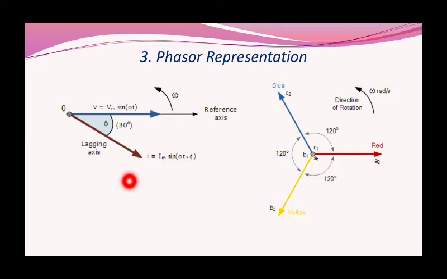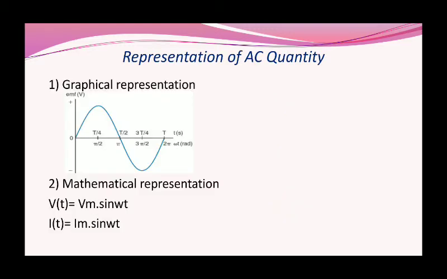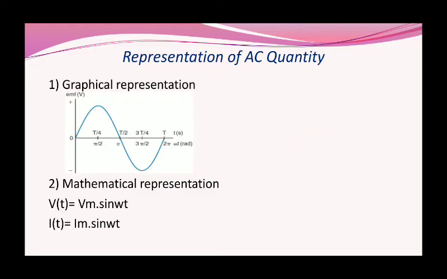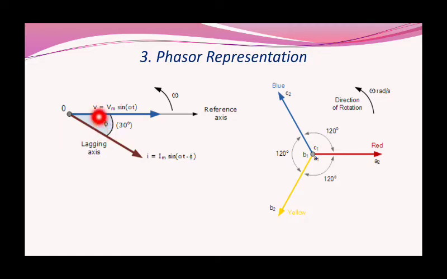This is called a phasor representation. Instead of showing a waveform or writing a mathematical representation, we can also represent an AC quantity in terms of a phasor. Phasor means we take one reference axis, so it is also an x and y axis graph. For example, we have taken a reference axis of positive x and we plotted a voltage. As you can see here, one equation I have written: v of t is equal to Vm sin omega t. So it is written here also.